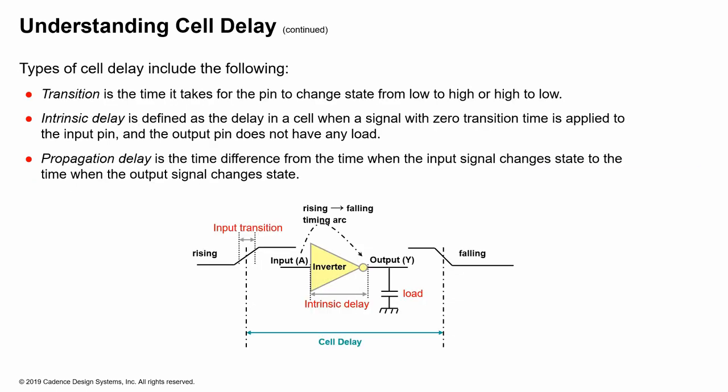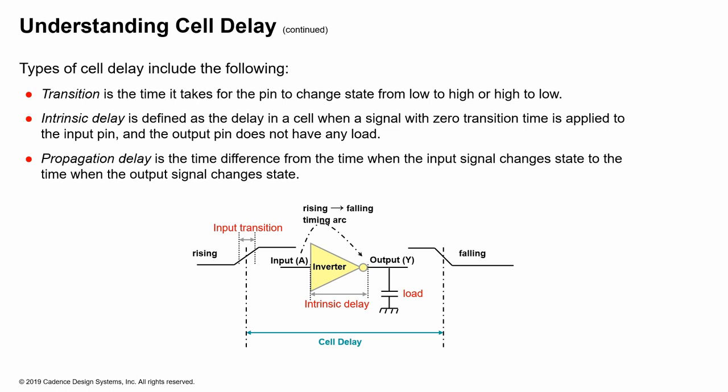You can break down cell delay into transition times, intrinsic delay, and propagation delay. So transition time is when the pin actually has to change states from low to high or high to low. That is considered transition. And intrinsic delay is the delay of the cell when zero signal is applied, and basically no transition time and there is no output load, and that's when intrinsic delay is measured.